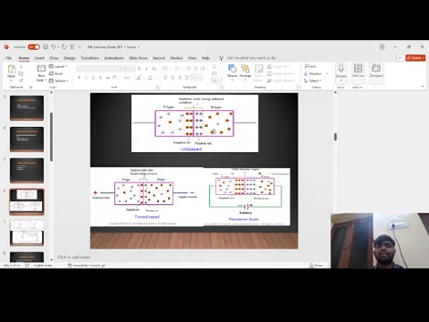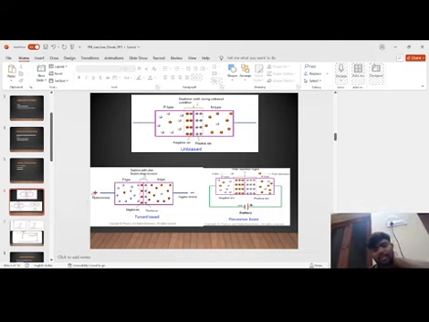This is the unbiased circuit, without giving any biasing. In P type, holes are majority carriers, electrons are minority carriers. This is the depletion region. And in N type, majority carriers are electrons, minority carriers are holes. Next, go to the forward bias.